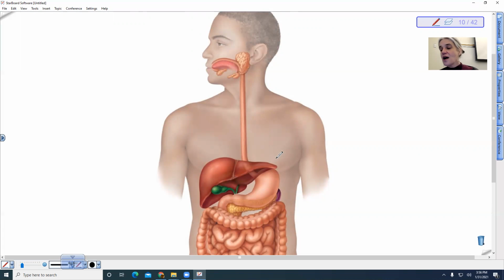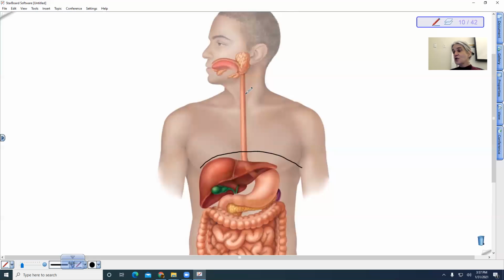Interestingly, your esophagus pierces the diaphragm. The diaphragm sits somewhere there, and the esophagus has to travel through it. So it is traveling through the thoracic region of your body and into the abdominal region. The diaphragm is what separates your thoracic body cavity and your abdominal body cavity.